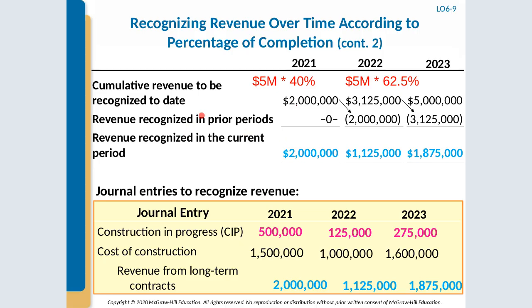And then if we want to calculate the current year, for the first year, of course, we don't have anything. So it will be the 2 million that we're recognizing. For 2022, we're going to subtract the prior year to arrive at the revenue recognized in 2022. Then for 2023, we subtract the 3,125,000 to arrive at 2023 revenue. Okay, so we have what the revenue will be recognized each year. And so if you add it together, it should add up to the 5 million.